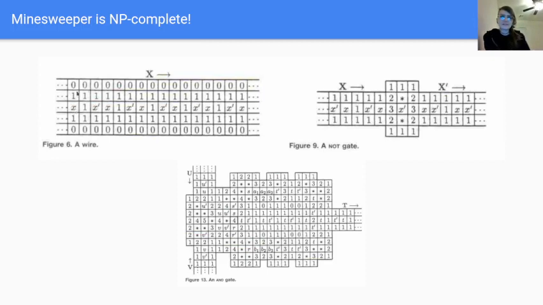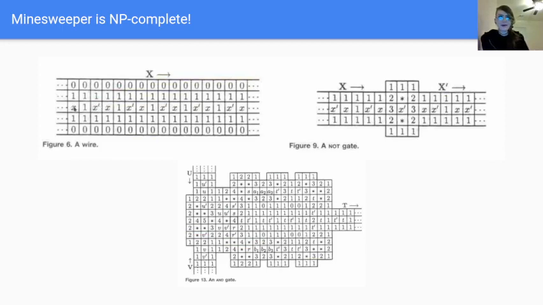So here are some 0s and 1s. These represent the number of mines in the tile, in the square of the grid. X represents that there could be a mine there, or there could not. It's a wire. It's supposed to carry a signal, right? So if X has a mine, it's a 1. Then X not, there's a third notation for not, but that's what that means, X not.